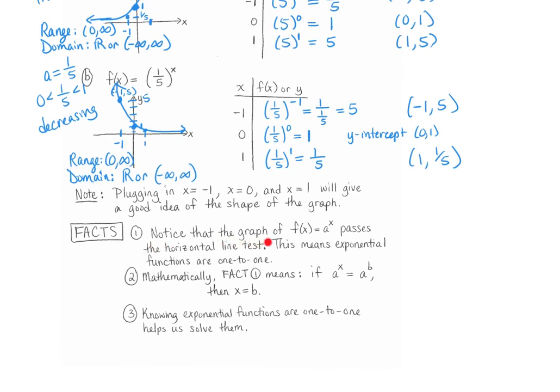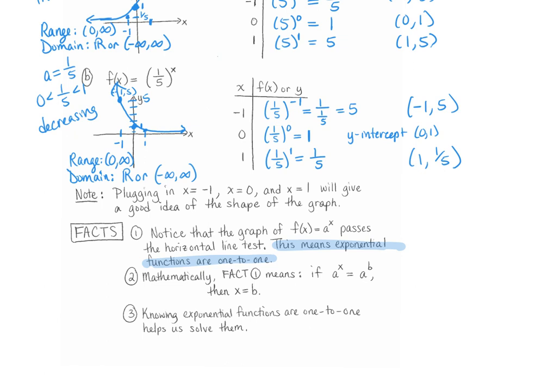1, notice that the graph of f of x equals a to the x passes the horizontal line test, right? So if you take a horizontal line and drag it across this function, it only passes the function once. Remember, we used the horizontal line test to help us determine whenever our function was 1 to 1. So that means exponential functions are 1 to 1. That's important to note.